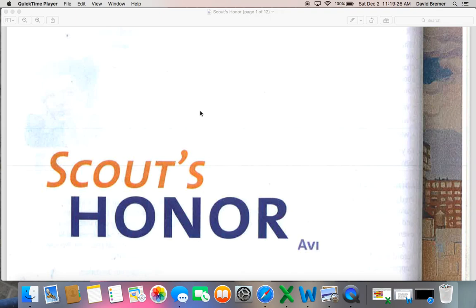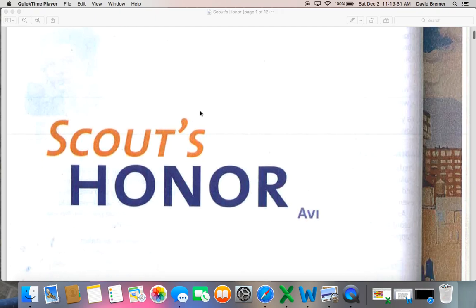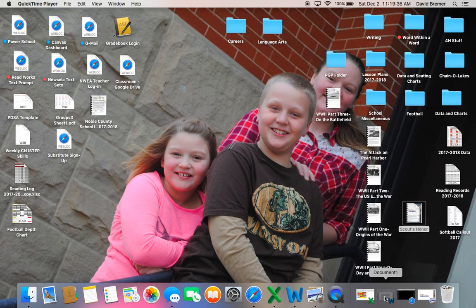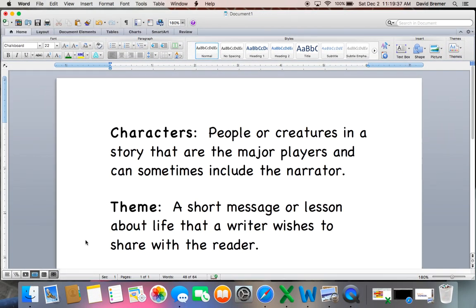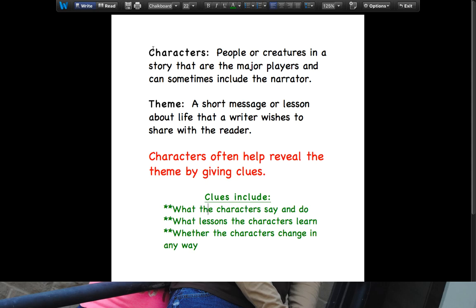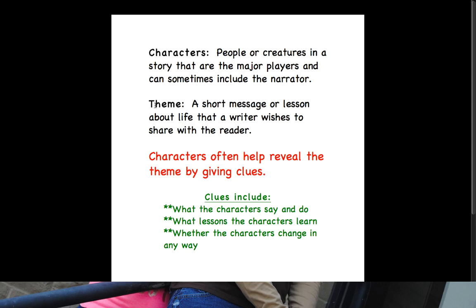Today we are going to be reading the story called Scout's Honor by Avi. Before we begin, I want to talk about some things that we're going to need to know about for the test. First off, this week we're going to be talking about both characters and theme. Characters, remember, are people or creatures in a story that are major players and can sometimes include the narrator. This week, our story, the narrator is telling the story, and the narrator is in the story, so this is written in first person narration.